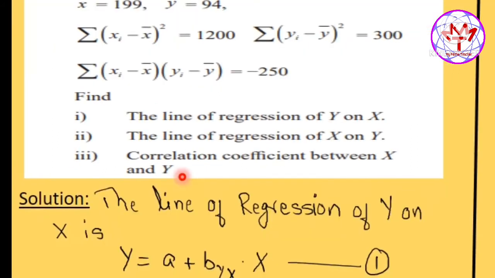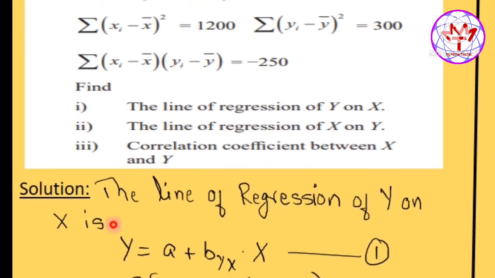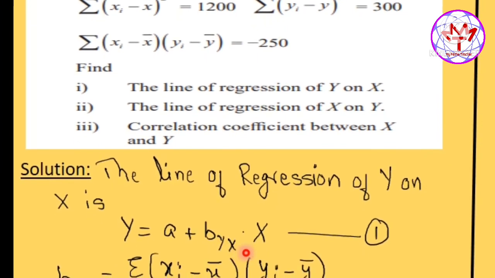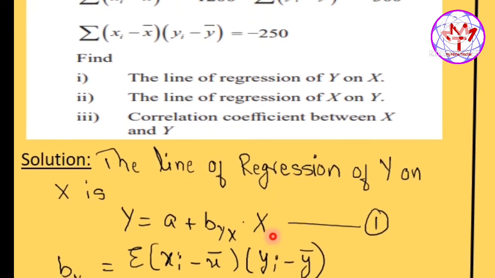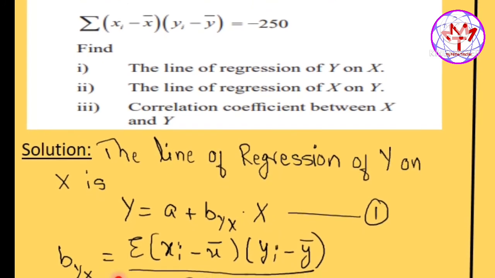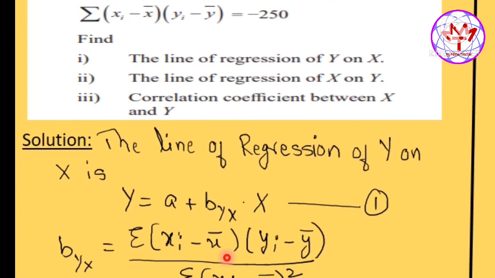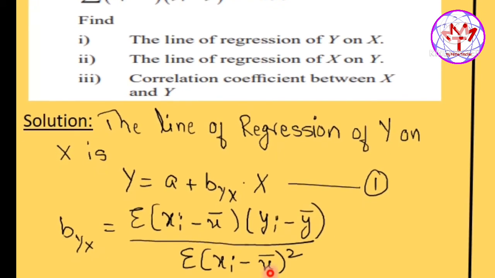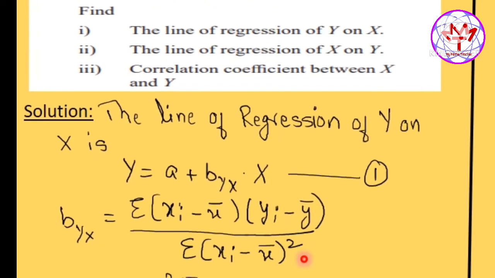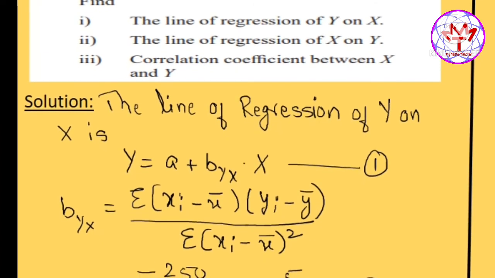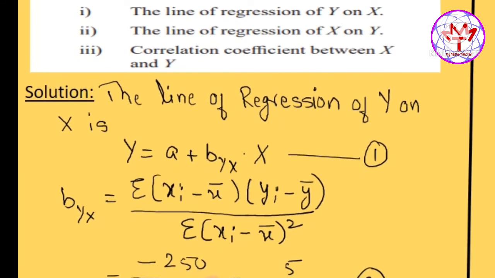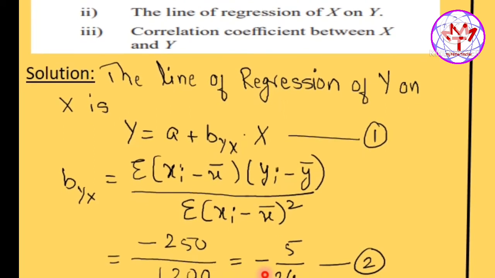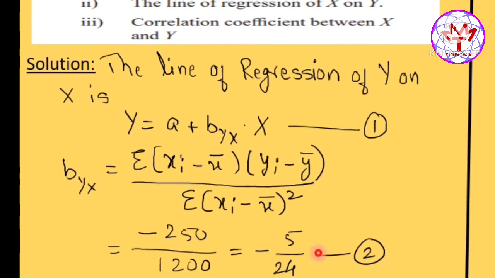So let us start. The line of regression of y on x is given as y is equal to a plus byx into x. Now we know that byx is equal to summation (xi minus x bar) into (yi minus y bar) upon summation (xi minus x bar) the whole square. So let us substitute. So we get minus 250 upon 1200. After simplifying this, you will get byx is equal to minus 5 upon 24.